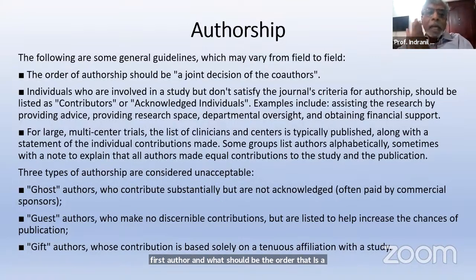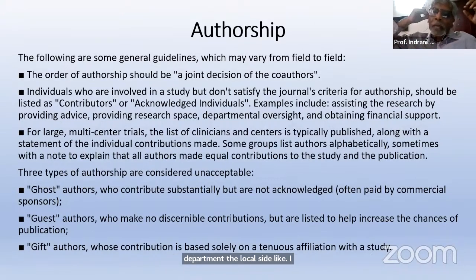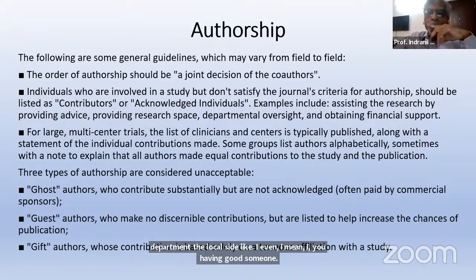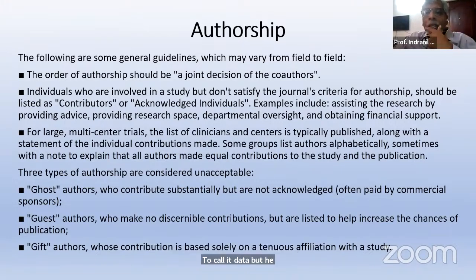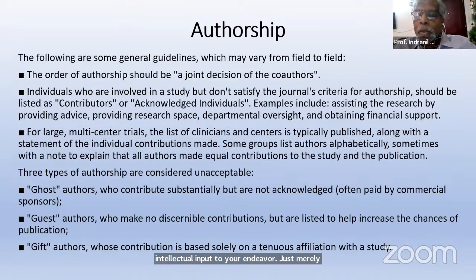Individuals who are involved in a study but don't satisfy the journal's criteria for authorship are listed as contributors or acknowledged individuals. Examples include assisting, providing research space, departmental oversight. Like, you have engaged someone to collect data, but he or she is not providing any intellectual input to your endeavor, just merely collecting data from some websites. So in that case, he or she cannot be listed as the author of the publication.